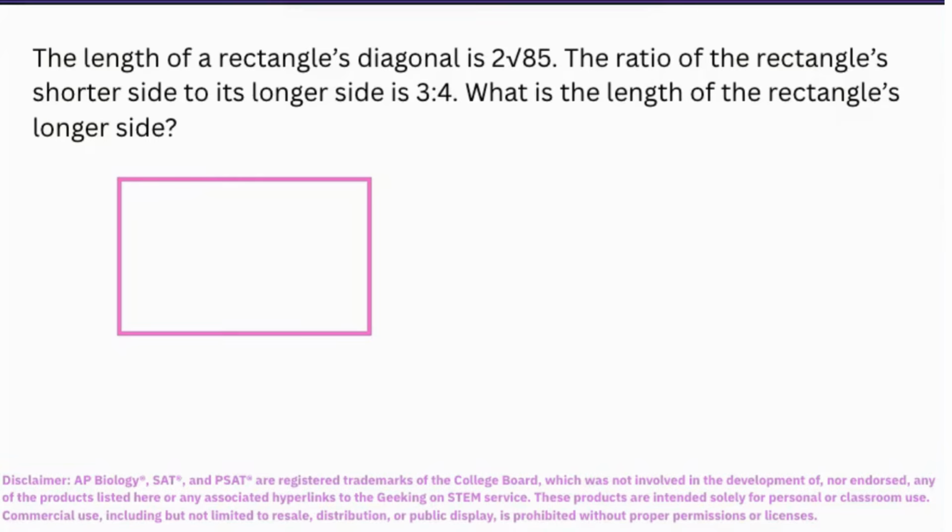So you can see here, they talk about a rectangle and they let you know that there is a diagonal. And they also let you know that this diagonal is 2 square root 85. So off the bat, you should know that these are 90-degree angles on either side. And if you cut this in half, this means that this is going to be half of 90 on each side.